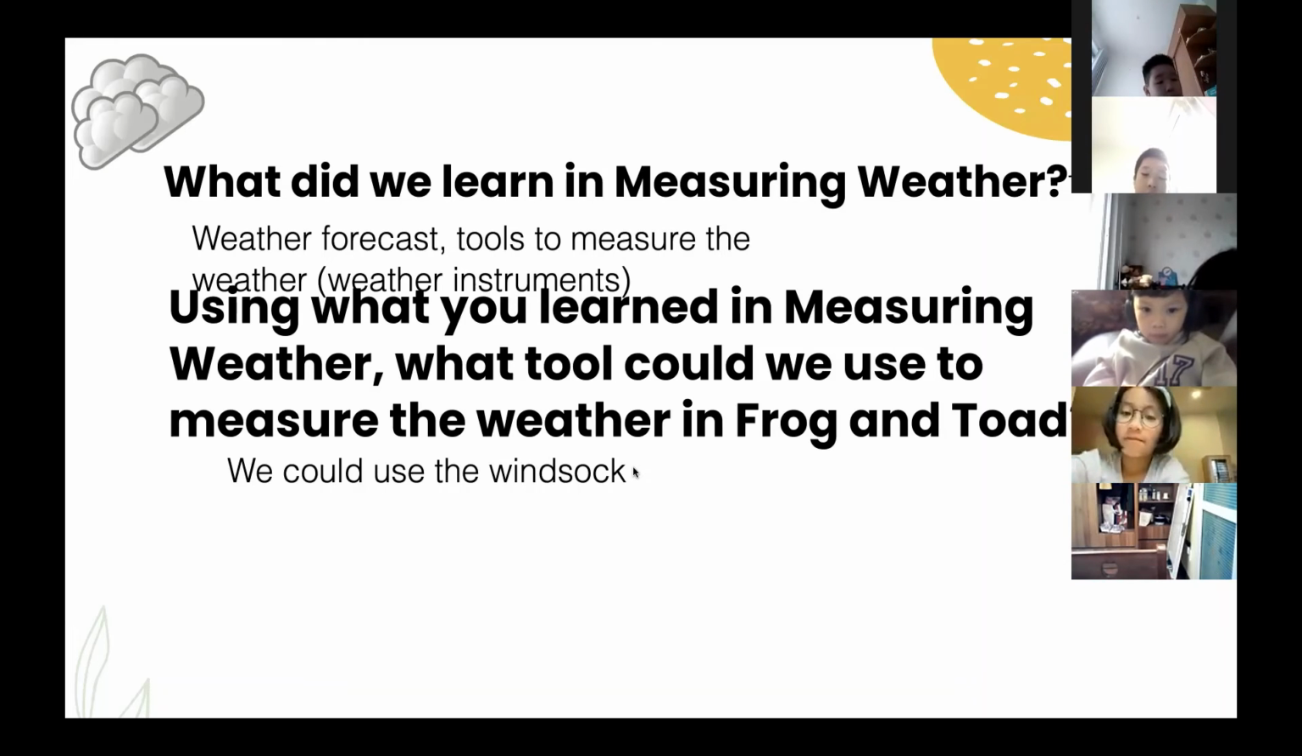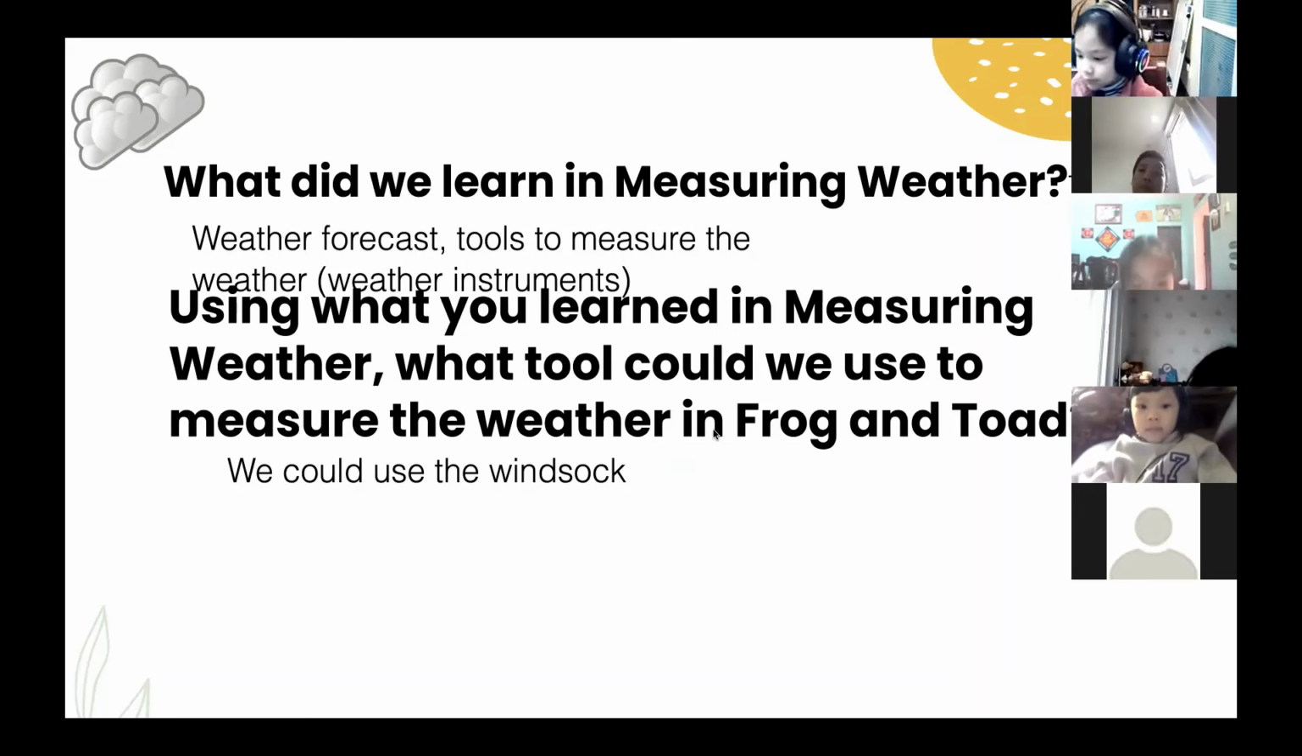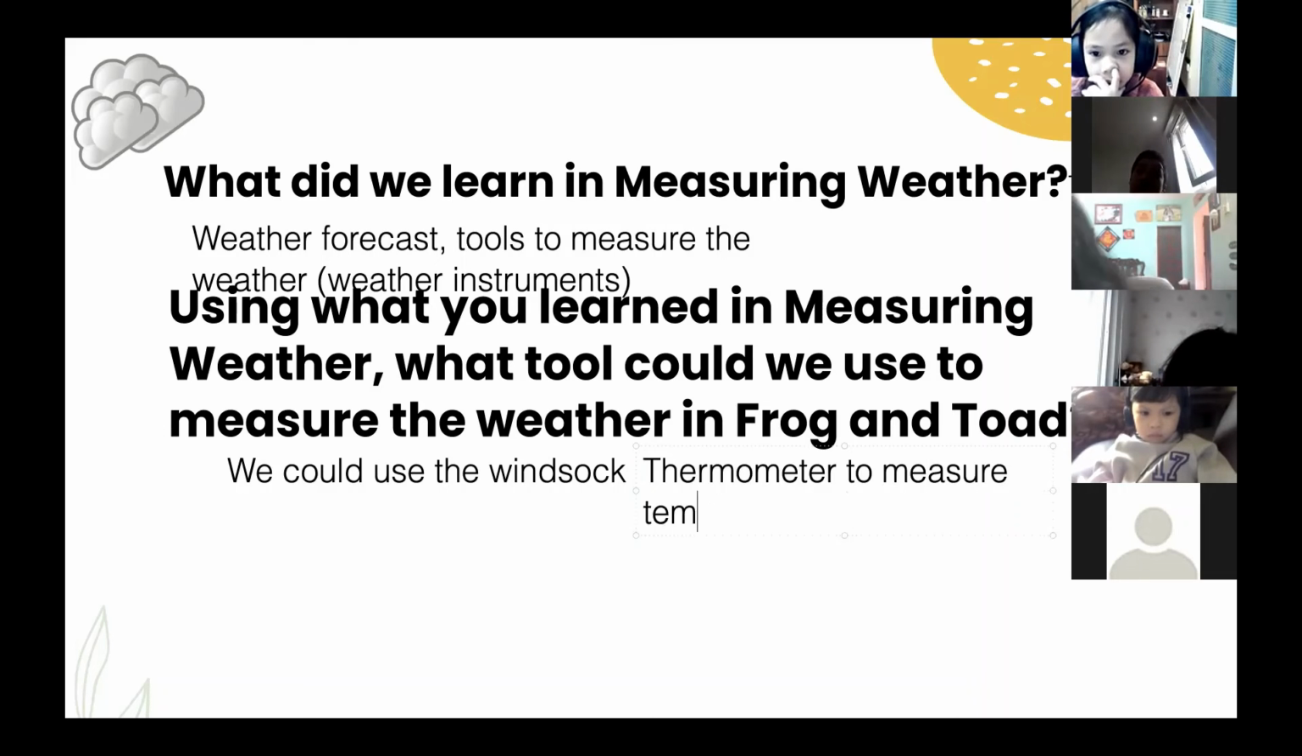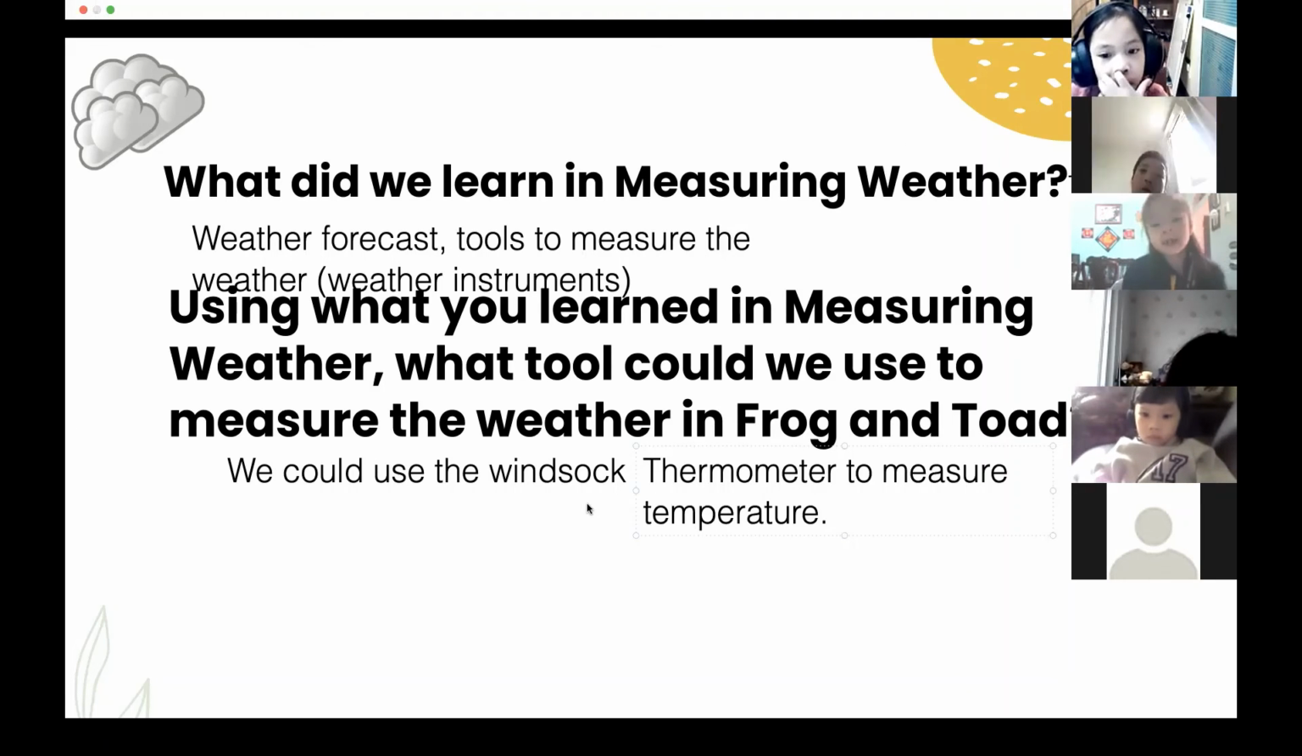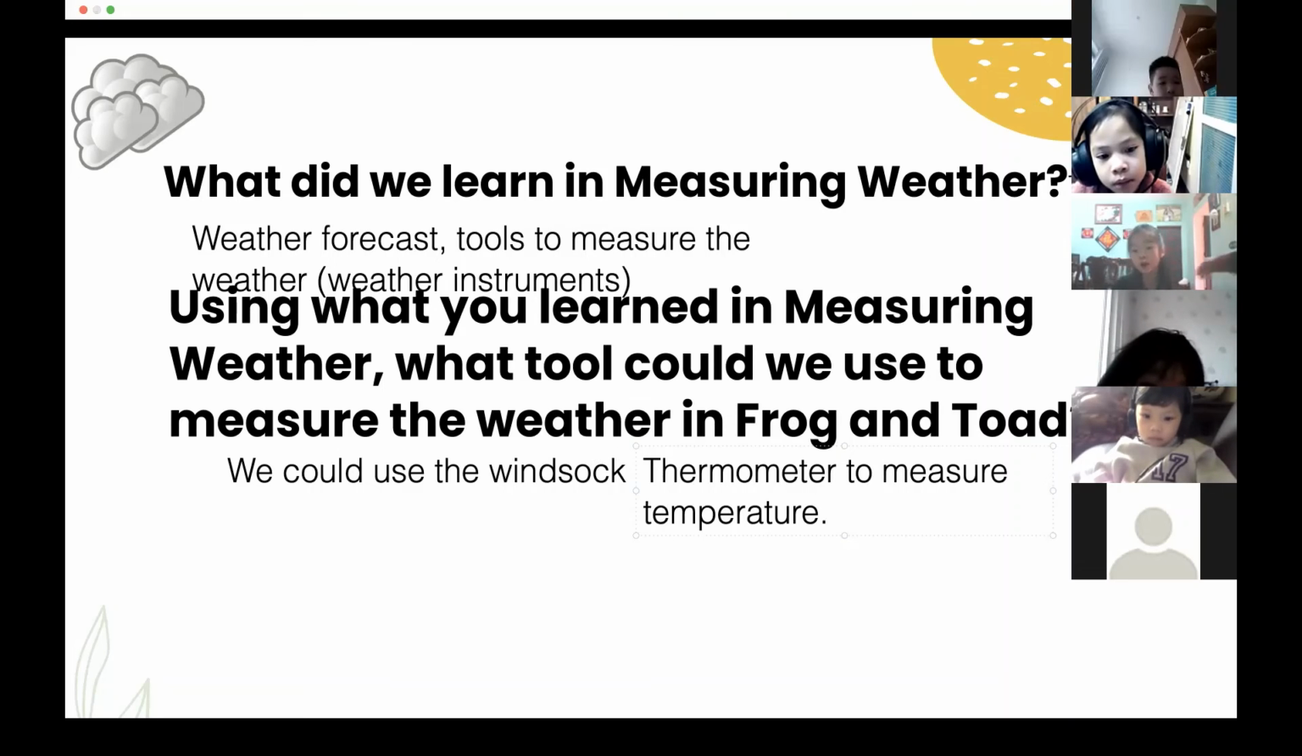So I remember that Frog and Toad were wearing pants and a jacket. So maybe what could we use? What could we use to measure the weather in the kite story? A graph. Yeah, so maybe we use a thermometer and we make a graph of the temperatures. We could do that to measure temperature. All right. Very good. We also could use our eyes and observe the weather. So in the pictures, there was a lot of wind and the grass was kind of moving and it was on its side a little bit. So maybe we could use our eyes and say, okay, it is windy.